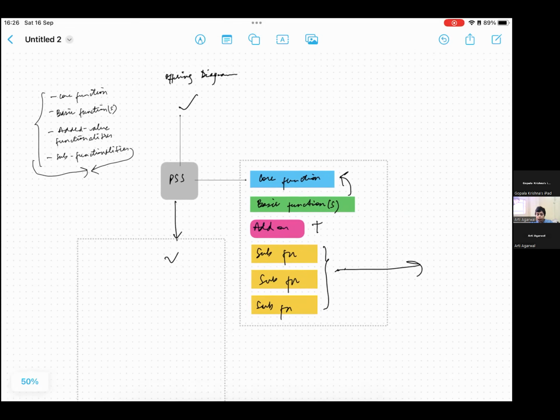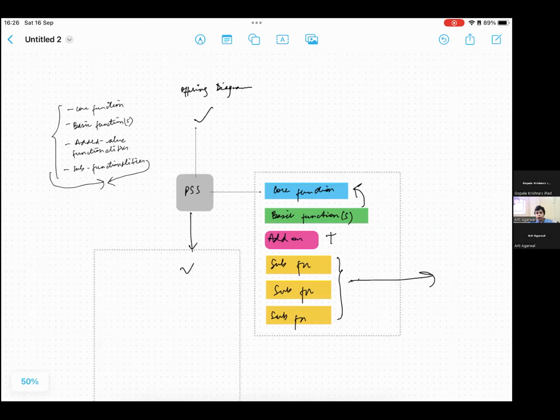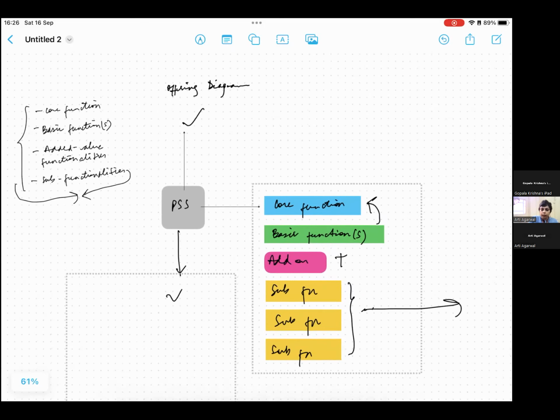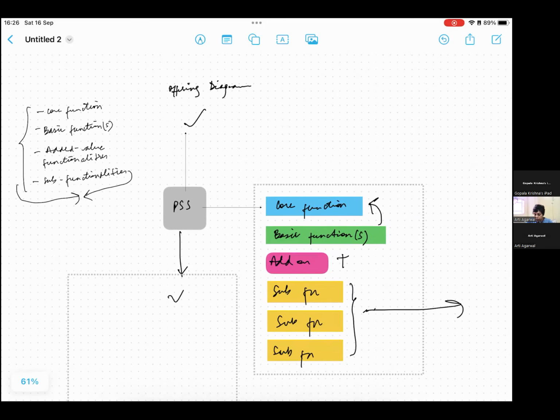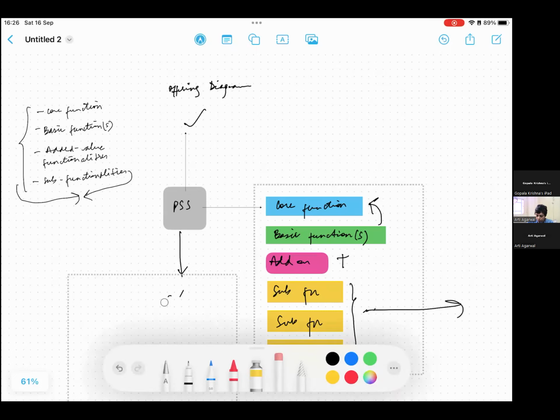Now this is like one set, because even if your core function changes a little bit, the basic functions, the add-ons, the sub-functions, all of these would change. So even if you modify your core function a little bit, you would still have to come up with a new set of basic functions and a new set of add-ons and sub-functions.